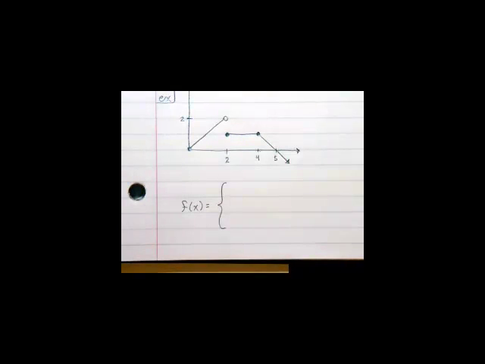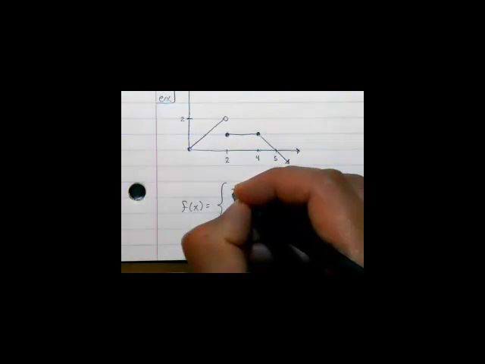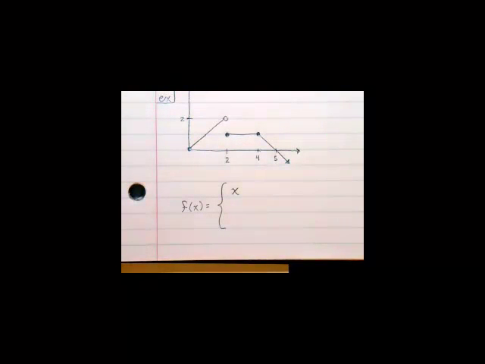Okay, so the first piece is part of a line. What's the equation of that line that it would be a part of? It'd be just x, right? What's the slope of that line? 1. What's the y-intercept? 0. So it's just y equals x. You don't need the y equals, because that's already taken care of with the f of x in the front here.